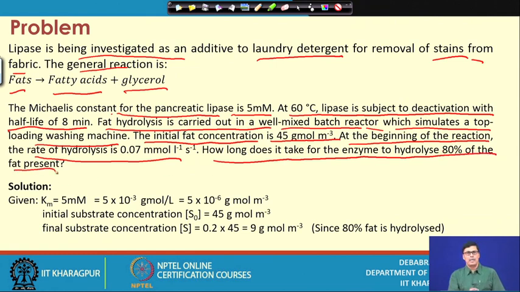So when you talk about the removal of stain, that means how long we should soak the cloth in that particular detergent so that the stain can be removed. Now, as I told you before, when you try to solve any kind of problem, I request all of you, please write down what data is given. The Km value is given here, and we can convert it into gram mole per cubic meter.